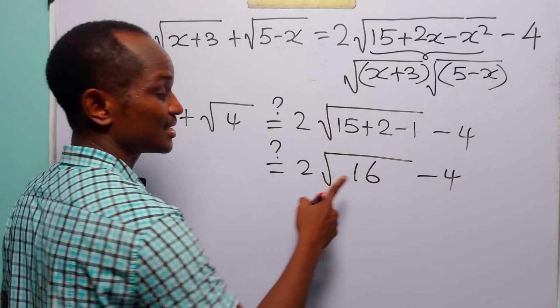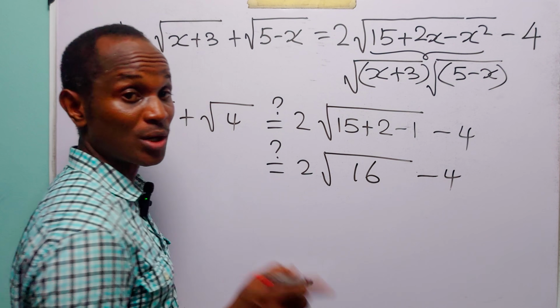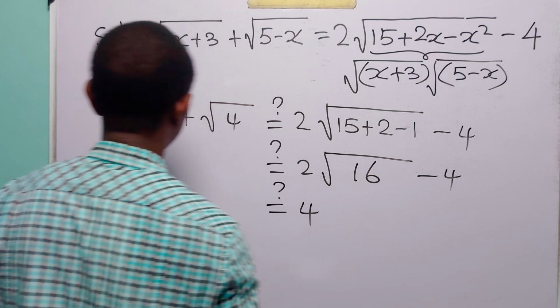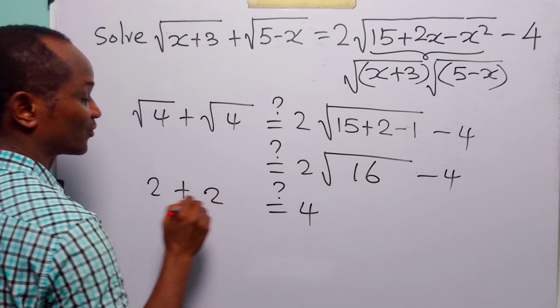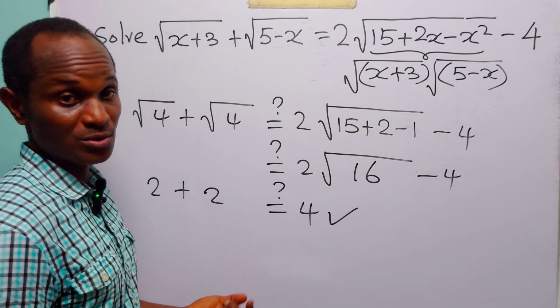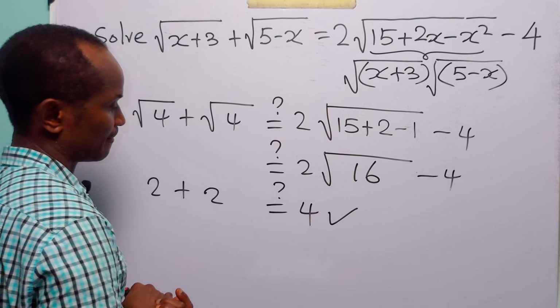The square root of 16 is 4. 4 times 2 is 8. 8 - 4 is 4. So on the right hand side, we have 4. The square root of 4 is 2. And of course, 2 + 2 is equal to 4. So when x is equal to 1, the left-hand side is equal to the right-hand side.